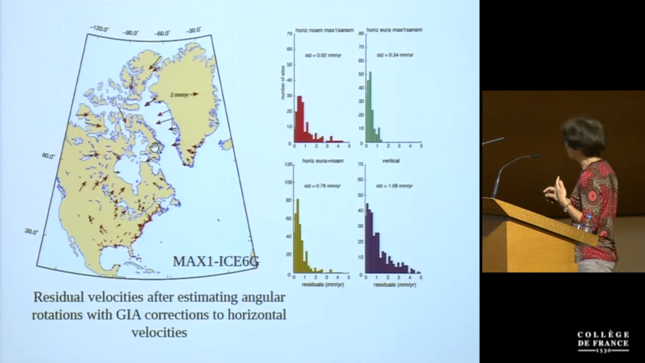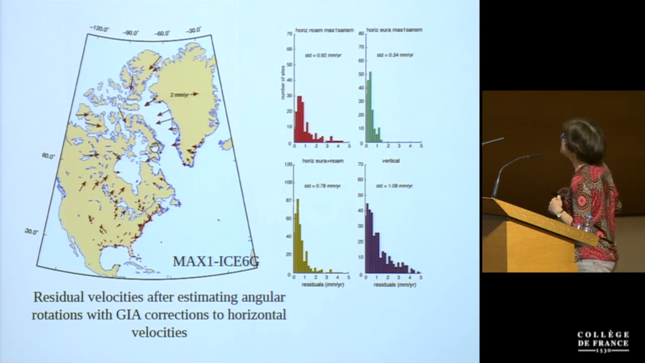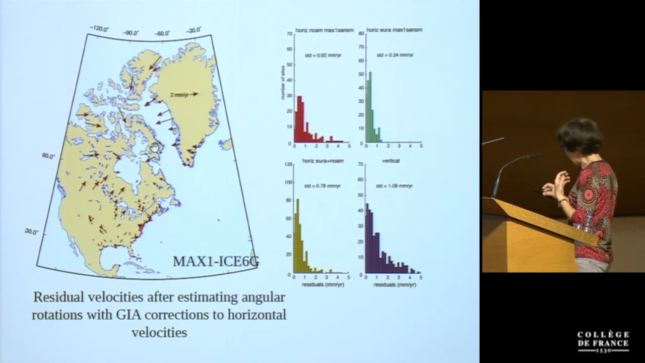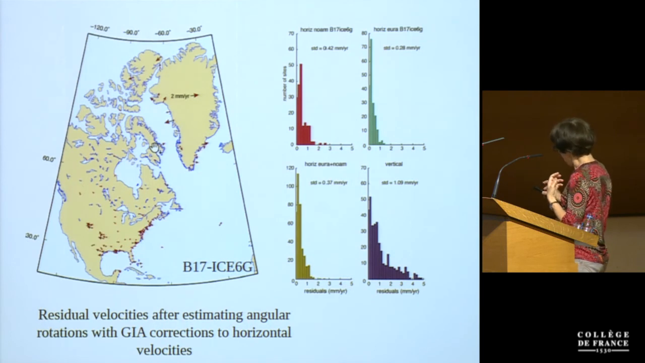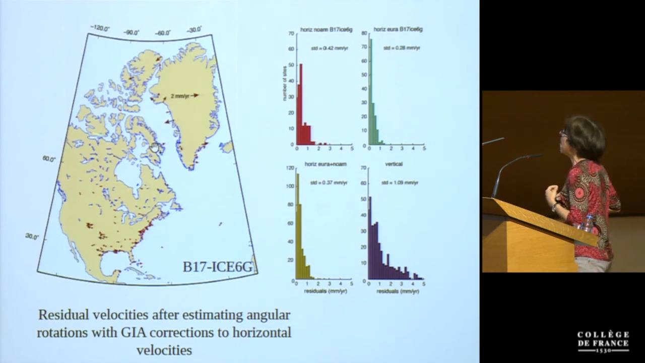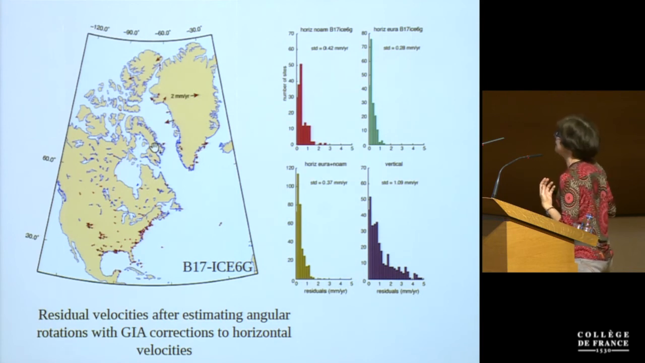And so this is a case of a bad model. And you see here that there are a lot of residual velocities, and you can remember this number, for example. Here it's a fit to horizontal velocities in both North America and Eurasia. And this is the Berger model, the one which was on the left, and this one gives a much reduced misfit to the residual velocities. There are some residuals here, but we know that there are other things going on in Greenland nowadays.